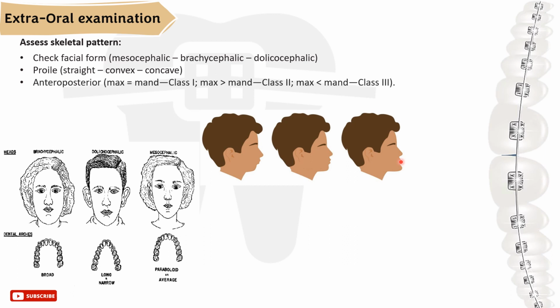Check the anteroposterior relation of the two arches. If the maxilla is equal to the mandible, it means that the patient is in skeletal class 1. If the maxilla is larger than the mandible, it means that the patient is skeletal class 2, and if the mandible is larger than the maxilla, the patient is skeletal class 3.